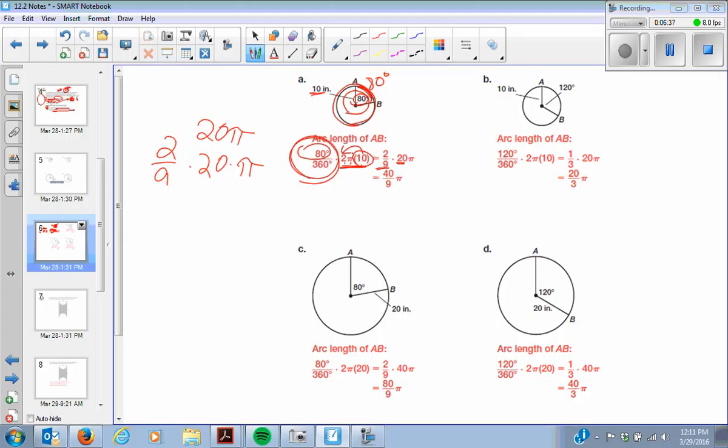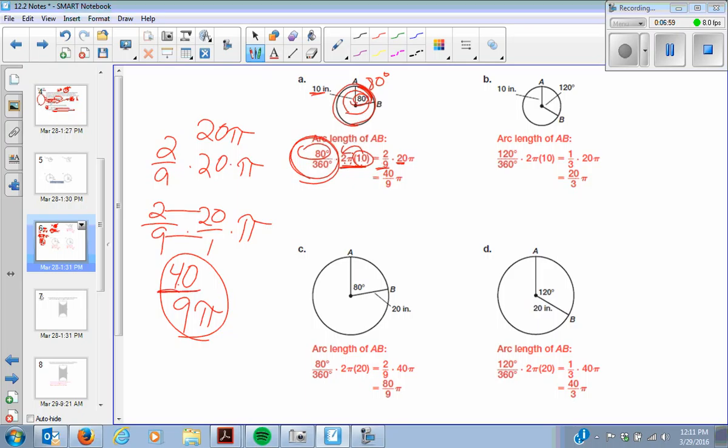And then when you multiply, the way you multiply fractions is you can put 2/9 times 20 over 1 times pi. Just leave the pi alone. When you multiply a fraction, top times top, bottom times bottom, 40 over 9 pi would be our answer. We're going to leave it just like that. There's no reason to change it. If they ask me to approximate it, then I'll take my calculator, take 40, divide it by 9, and then times it by pi.